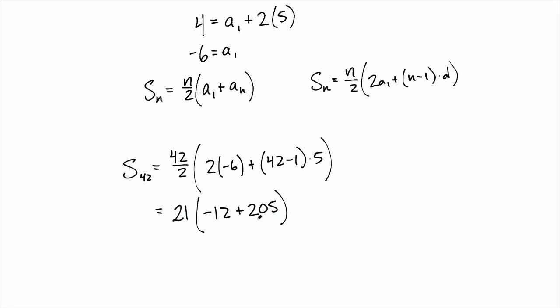Okay, and so negative 12 plus 205 is 193. And we multiply that by 21, and we get 4,053.